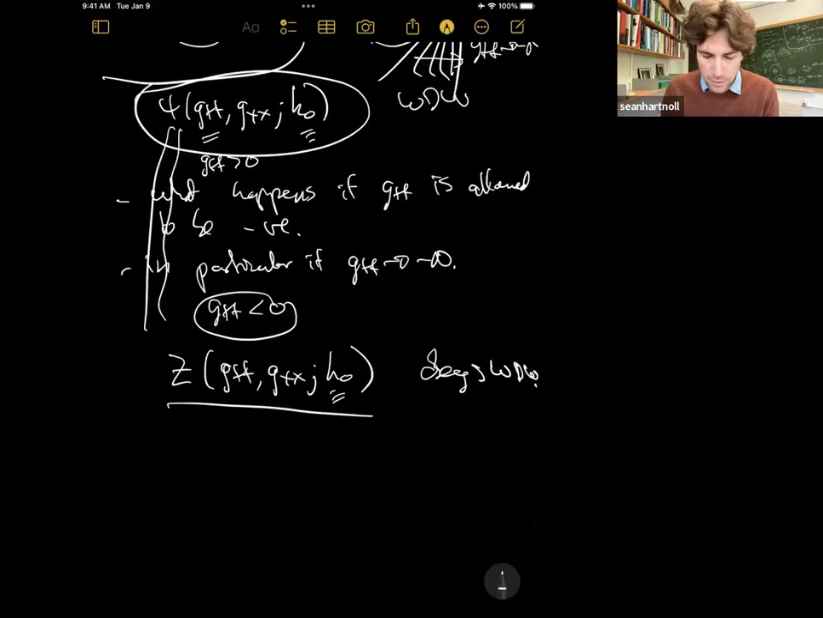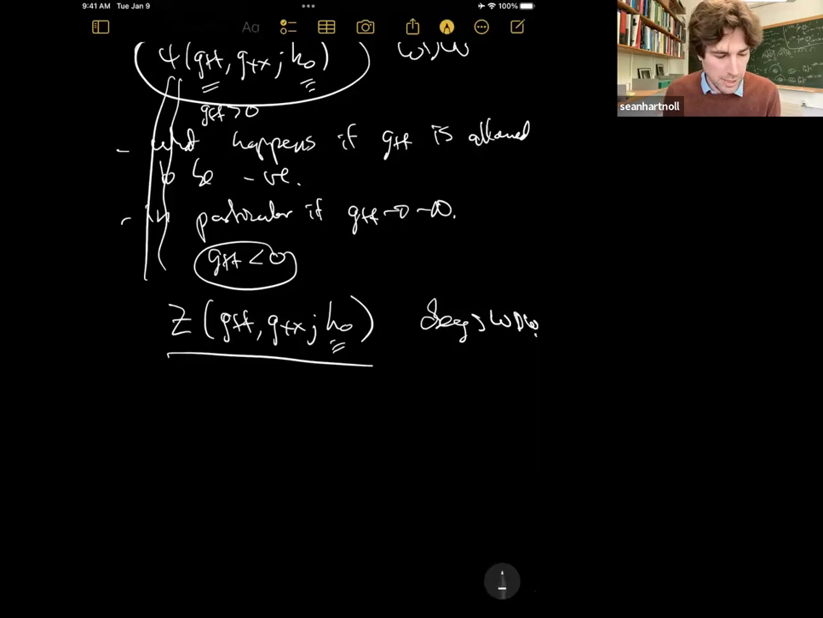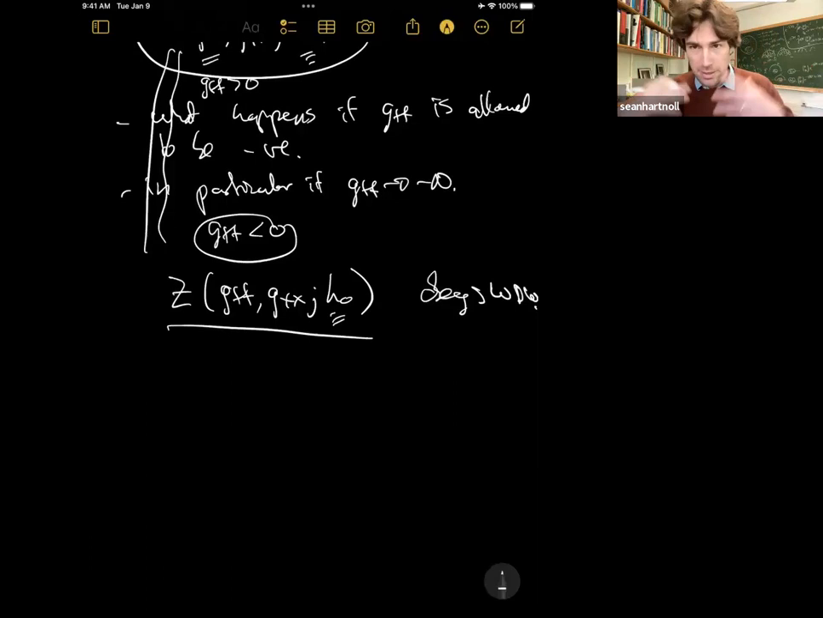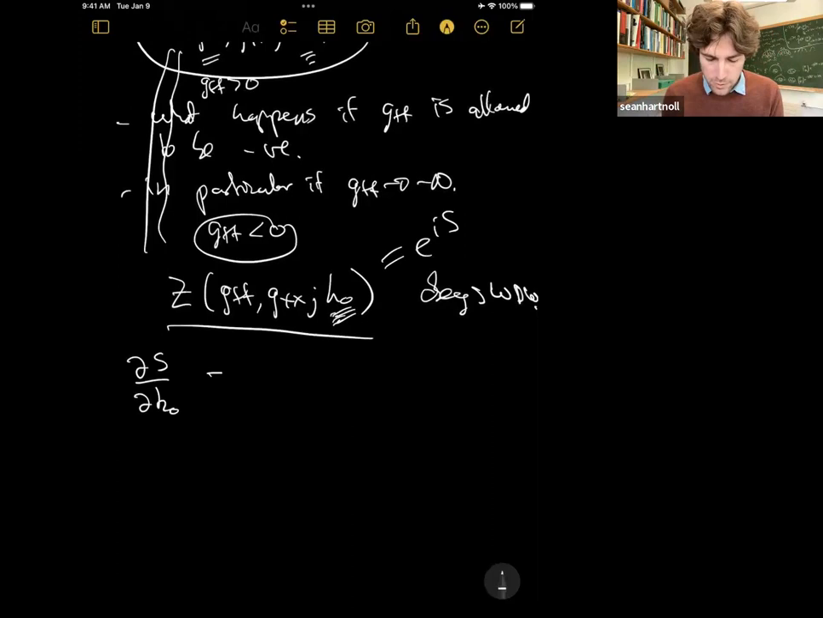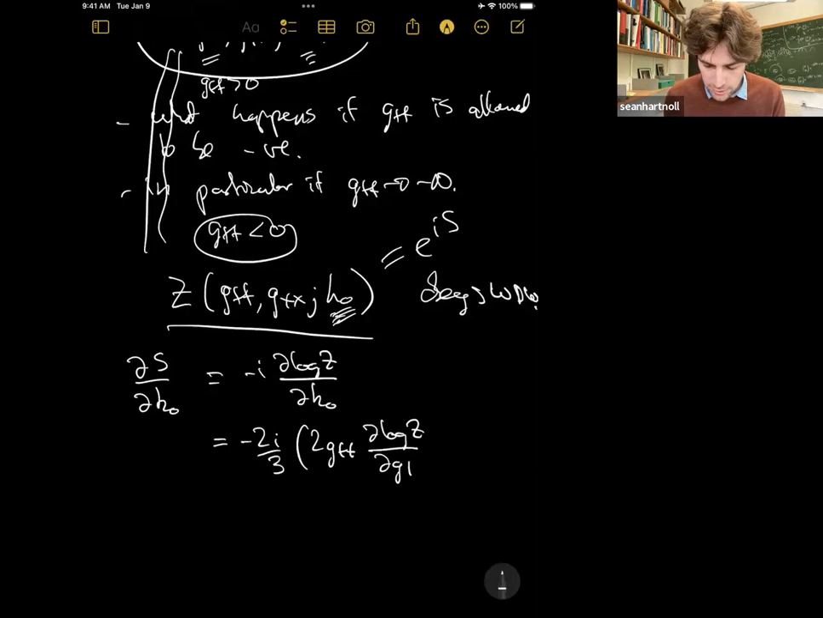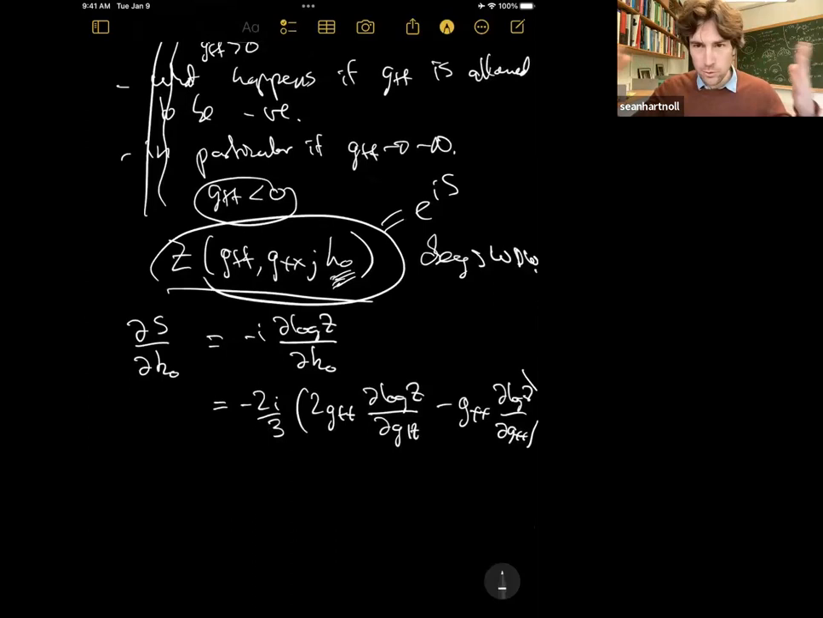So I'm doing the semi-classical version of going outside the horizon. This is going to relate to Suvrat's question about the energy, and I think what happens is a bit nice. Everything is completely explicit. This S is a known function, dS/dk0, that's this constant. So Z is e to the iS, so minus i d log Z/dk0 is equal to minus 2i over 3 times 2 GTT d log Z/dGTT minus GXX d log Z/dGXX. This is just an equation that is obeyed by this function Z that we have in our hands. It's a known function that came from solving the Wheeler-DeWitt equation, and it happens to obey this.